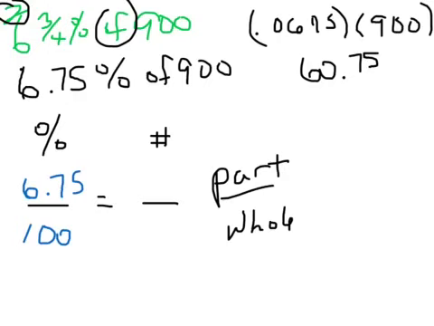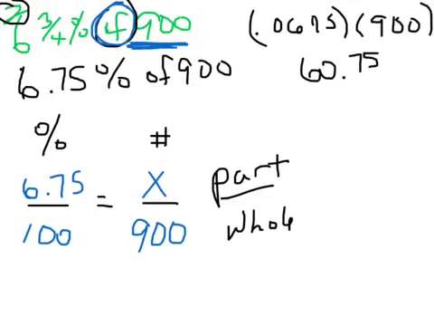Okay, now of 900, of means, hey, watch out, the whole's coming next. So the 900 is the whole. So it's going to go on the bottom, and my missing quantity is x. And if you think about it, it makes sense again. 900 is the whole. We want part of 900. We don't want all of it. If we wanted all of it, we would say 100% of 900. We only want a little piece of it. So it makes sense that 900 goes on the bottom.